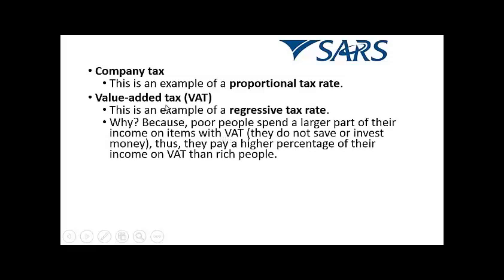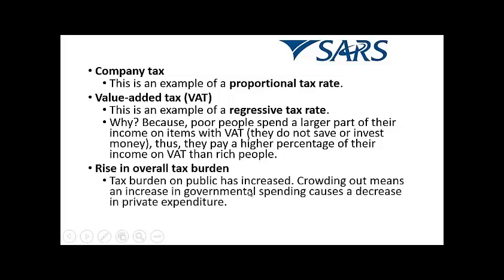And value-added tax, or VAT, is an example of a regressive tax. Why is that? Because poor people spend a larger part of their income on items on which they have to pay VAT because they do not save or invest their money. Therefore, they pay a higher percentage of their total income on VAT than rich people, because rich people spend a smaller percentage of their income; they save or invest a larger percentage of it. So that is why VAT is a regressive tax.